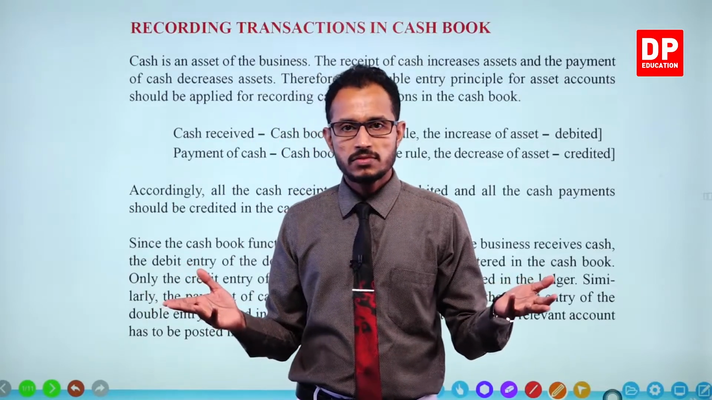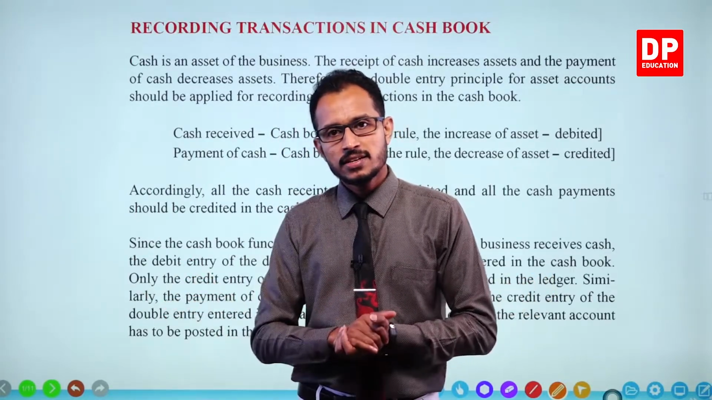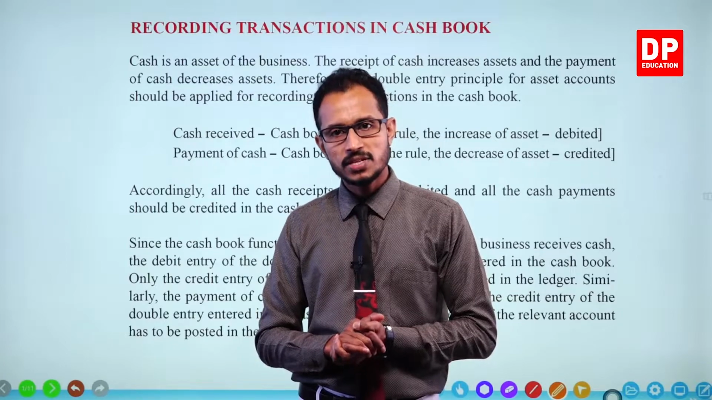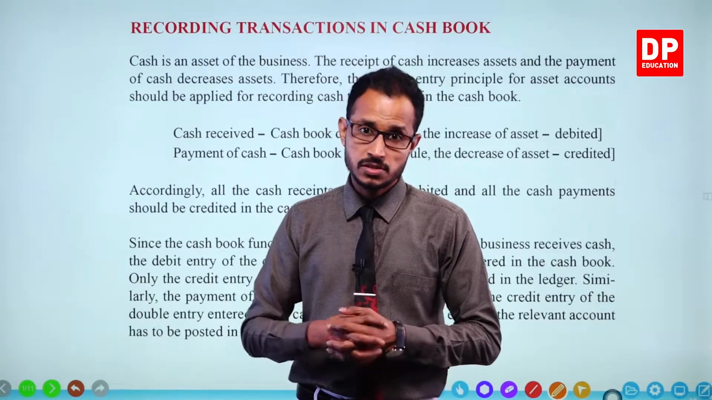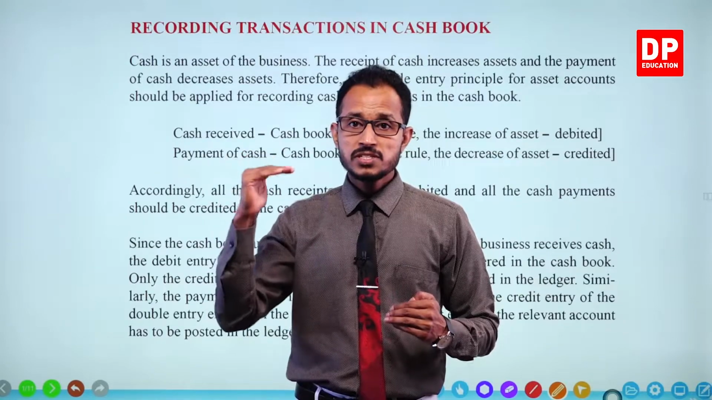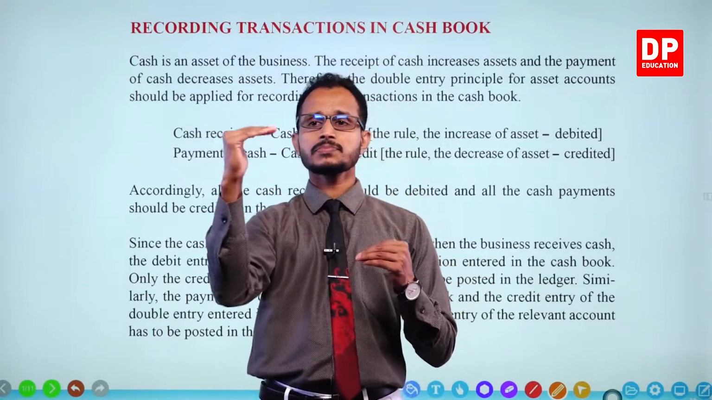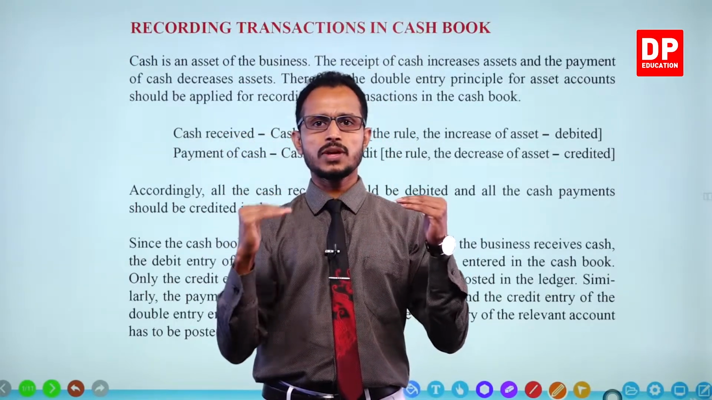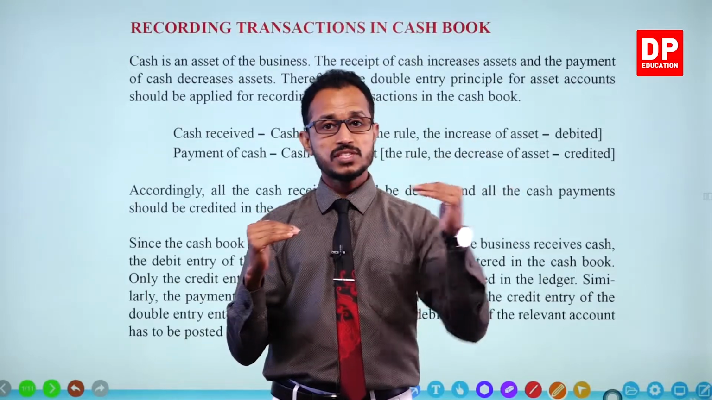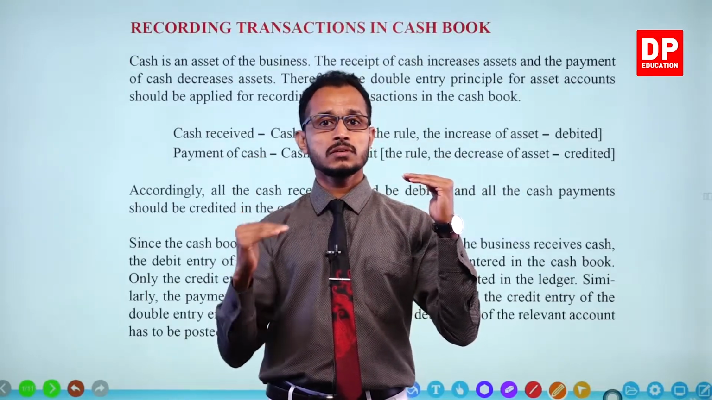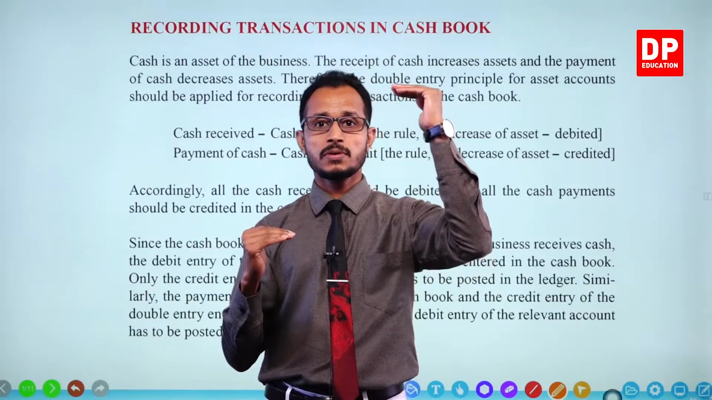Even though we don't like it, we have to pay the expenses. So when we pay for expenses, the cash asset goes down. But when we receive cash, the cash asset goes up.